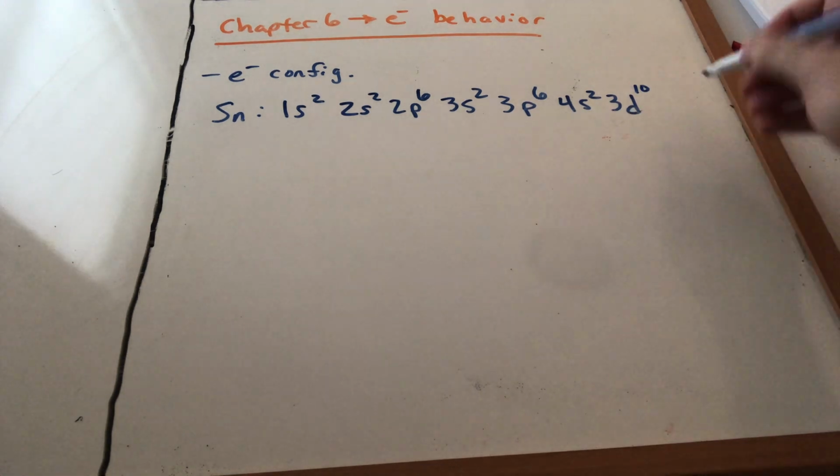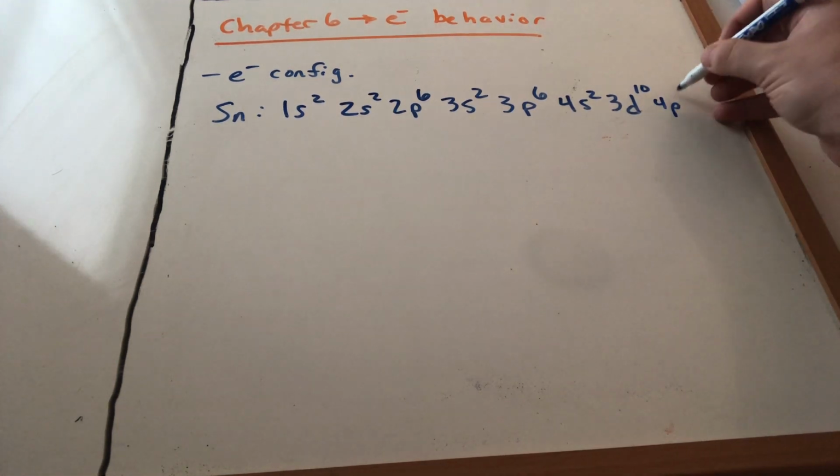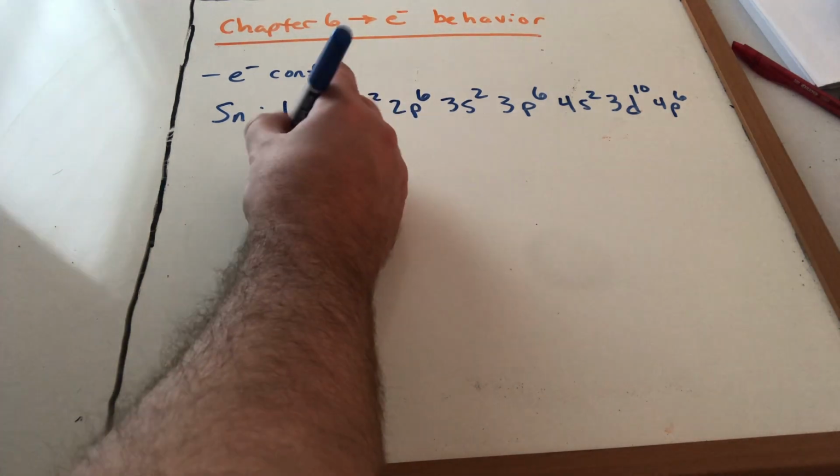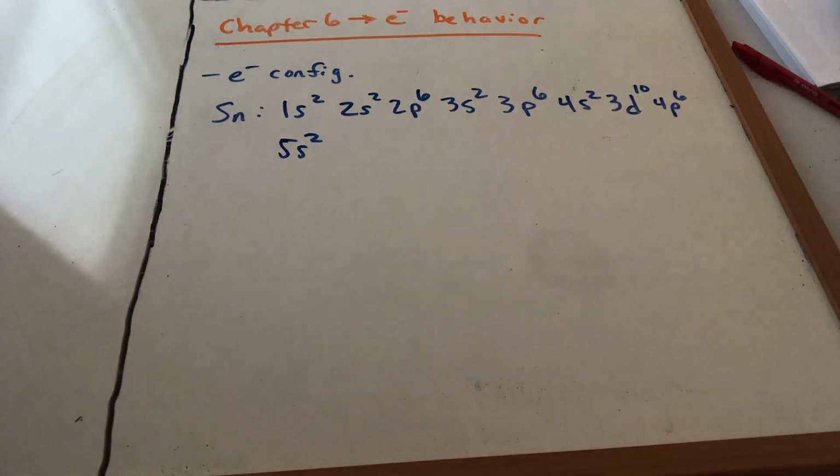After we filled the 3d's, where do we go? We go to the 4p's, and we fill with 6 electrons. Now, we're getting really close to where we should be for Sn. So now we're at our 5th period, so we're going to write 5s2. After we write 5s2, where do we go next?